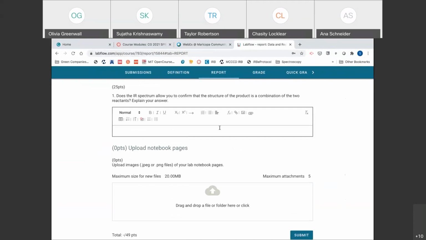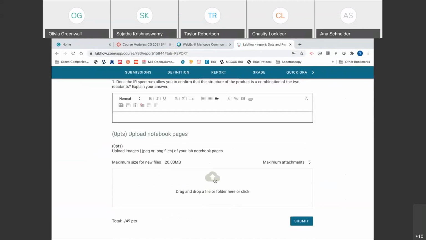You can just type that out. Over here, you can upload. This is where you will upload the IR spectra, the 3 IR spectra, and that completes it. Your lab report is 49 points, but it will convert it into 100, okay?